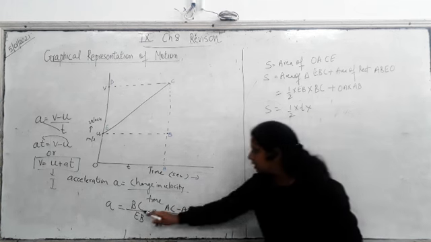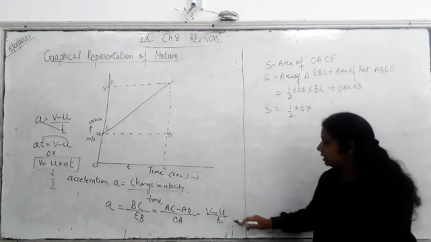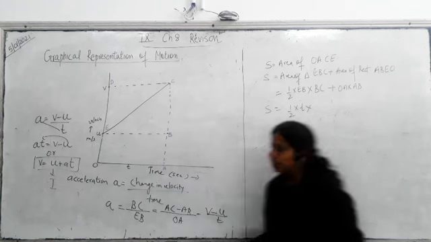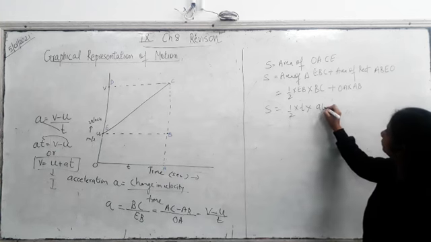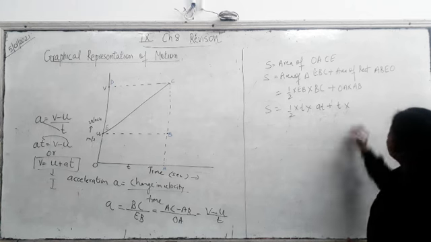Right? What was BC here? AC minus AB. That is V minus U. And V minus U is what? If you see here, V minus U is nothing but AT. So I will directly write here AT. OA is T and my AB is nothing but U.